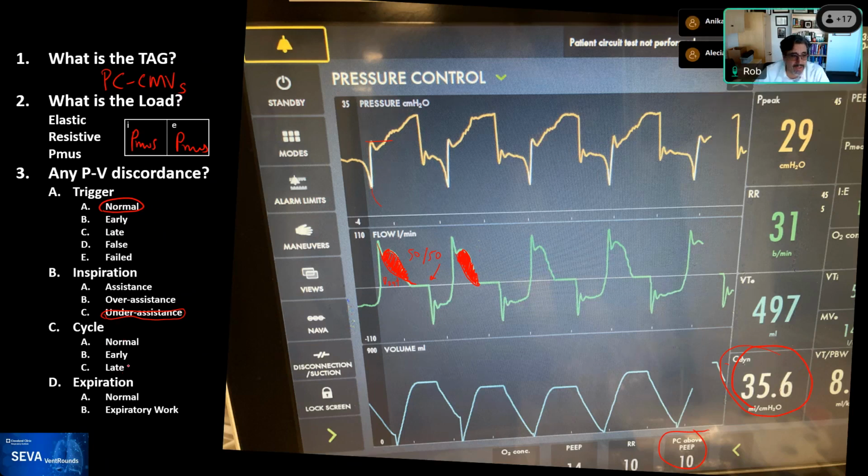Yeah, everybody's getting everything right today. That's very impressive. Very good. So this is definitely late. You see that pause. And actually, there's an observation that Ariel made, but I'm going to highlight it now, which is that this patient is set at 14 of PEEP and then 10 of inspiratory pressure. However, you can see that the peak pressure goes all the way to 29.